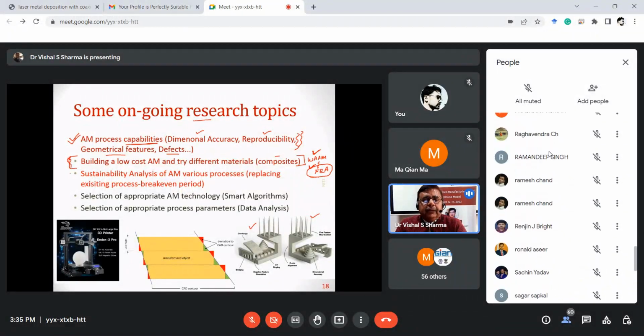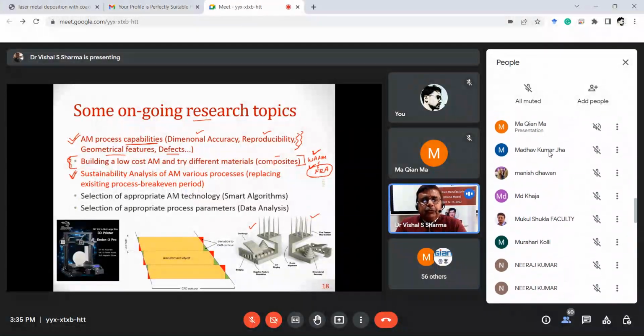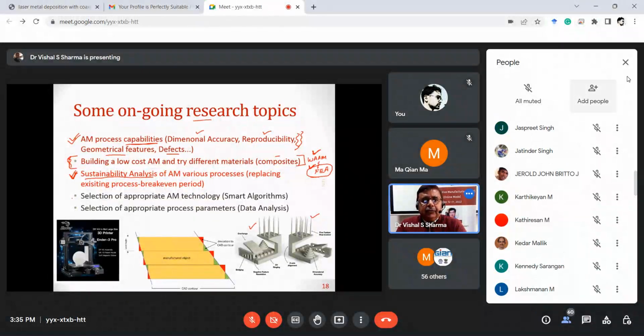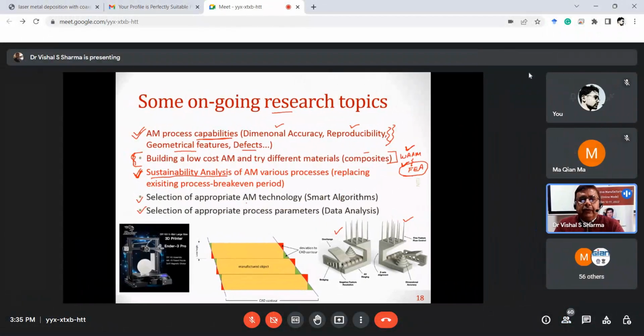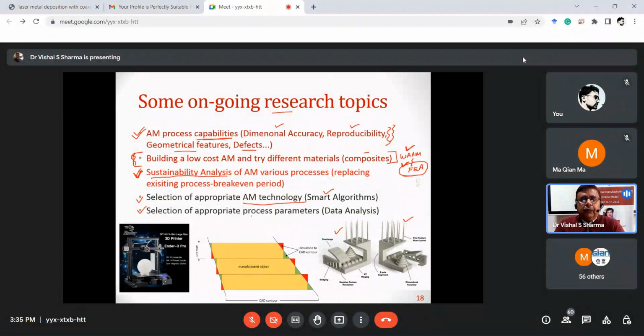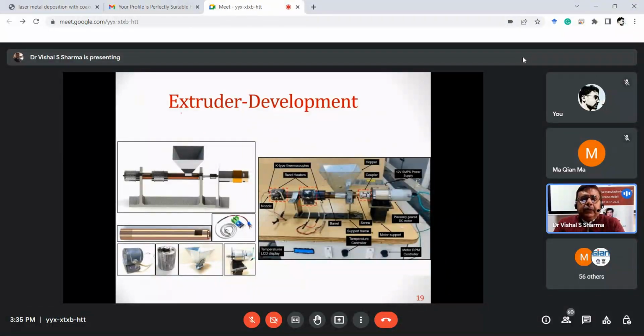Okay. One of our students is also working in the domain of sustainability analysis, and a few students are working in the domain of selection of appropriate additive manufacturing technology using smart algorithms. Now we have a lot of data available, also on the internet. Using that data, we can now fix the process parameters without doing experimentation, using AI algorithms. This is quite interesting.